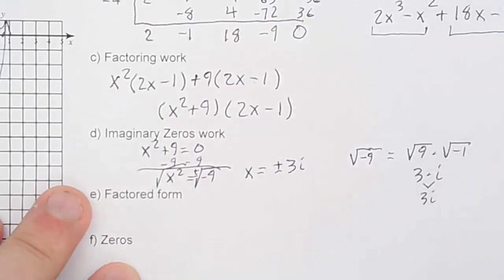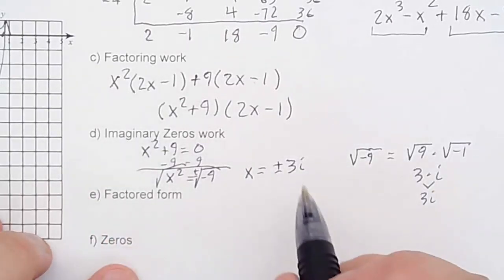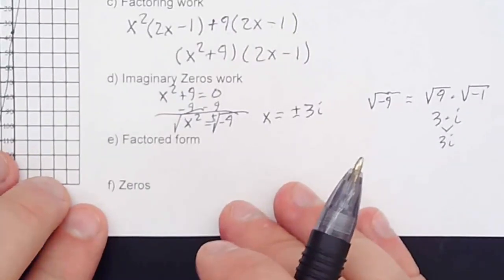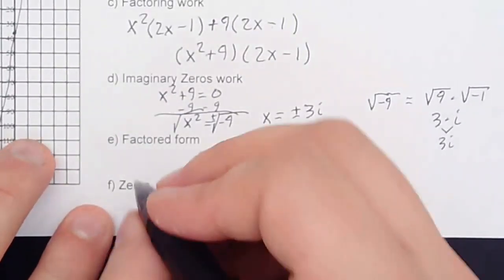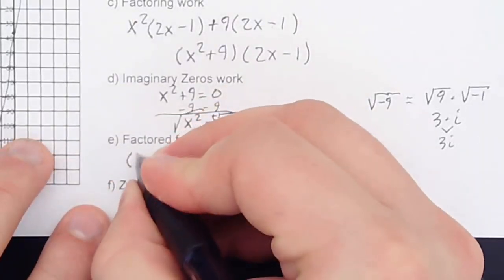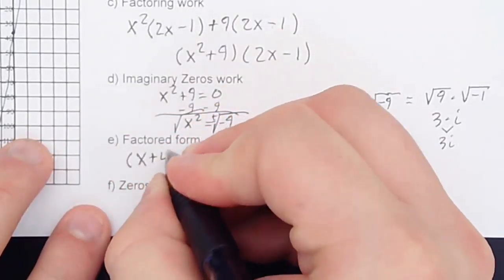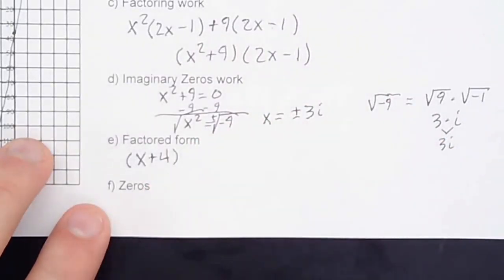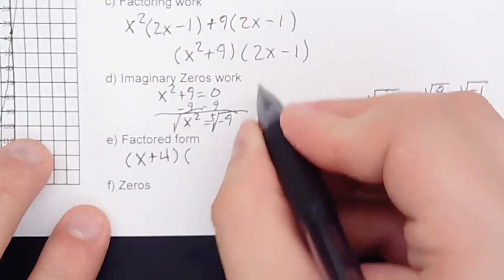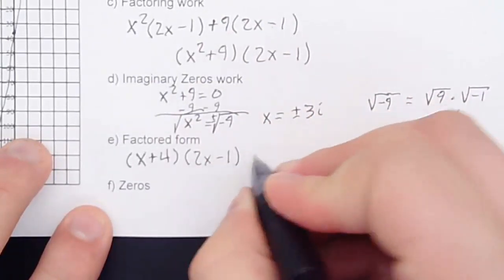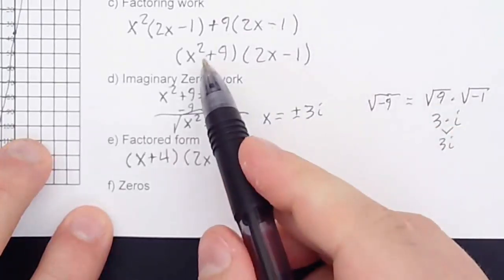Then they want the factored form of this function altogether. Remember, in the beginning, we had this zero at negative 4. So in factored form, that looks like x plus 4, times up front here, we have 2x minus 1, and our other piece was x squared plus 9.